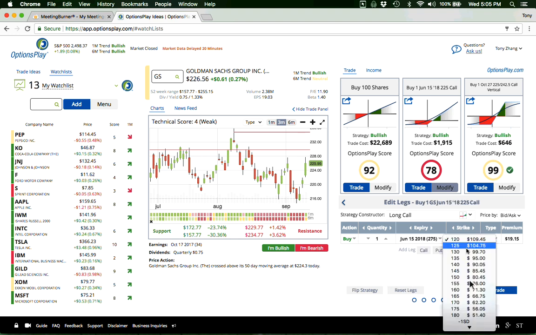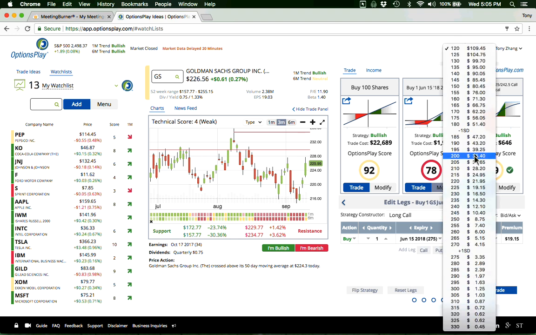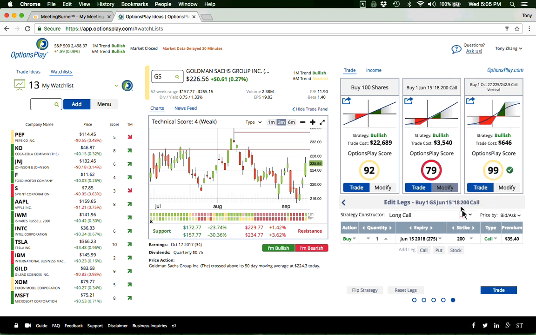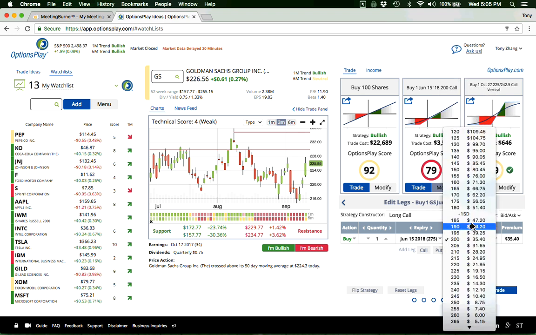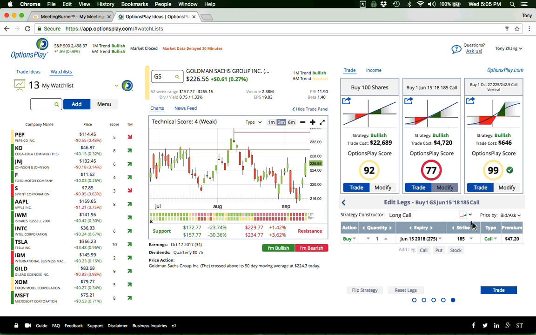So instead of paying $22,000 for 100 shares of that stock, what you could do is, let's go out to June 2018, and let's buy a deep in the money call. Let's say buy a 200 strike, or maybe even a 185 strike. Let's say we buy a 185 strike, $4,720 as opposed to $22,000. So about a fifth of the price to buy a deep in the money call.